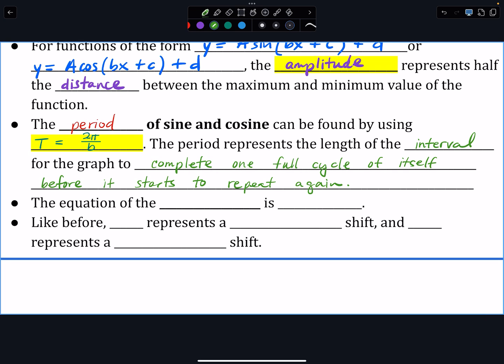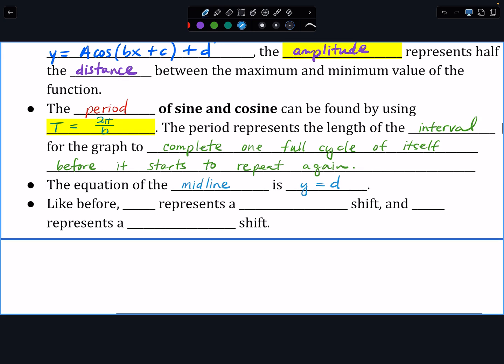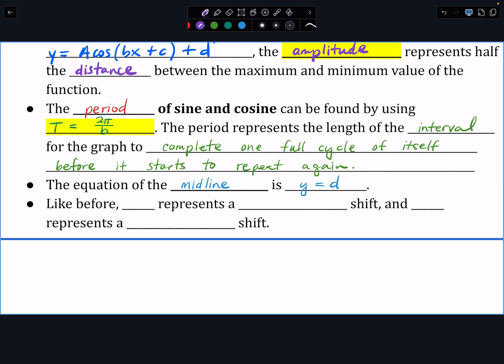We haven't talked about this yet, but we will. If I ask you guys what's the midline, the equation of the midline is y is equal to d. Like before, C represents a horizontal shift and D represents a vertical shift.